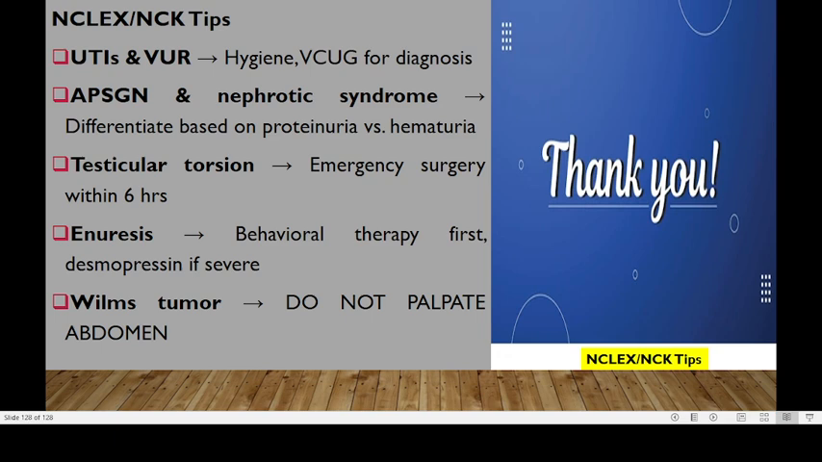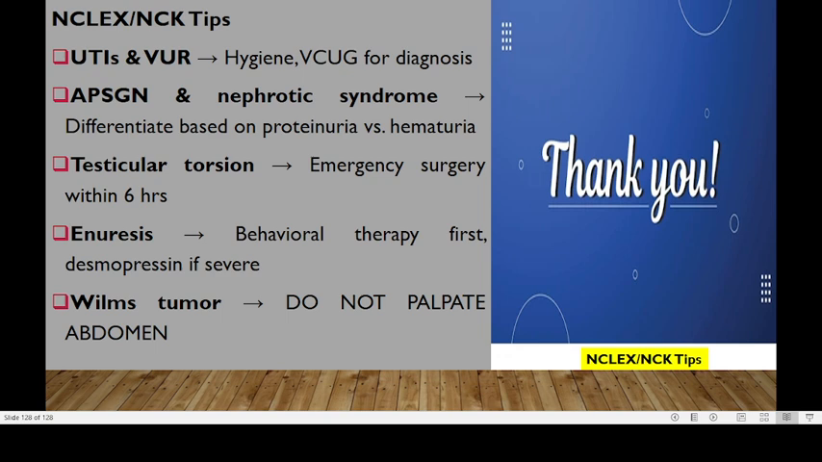So remember, for the NCLEX, for the UTI and the VUR, you have to do the hygiene, and you have to do the VCUG for the diagnosis. Nephrotic syndrome is differentiated based on proteinuria versus hematuria, right? So proteinuria is more associated with nephrotic syndrome, while glomerulonephritis, hematuria. Testicular torsion, emergency surgery should be performed within 6 hours, that's what we have indicated, while for enuresis, behavioral therapy is the first line treatment. You can only use desmopressin if it's severe.